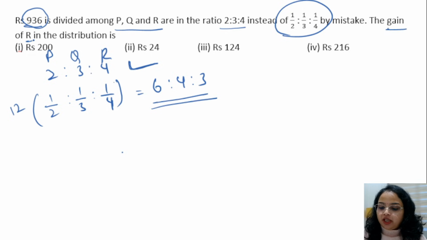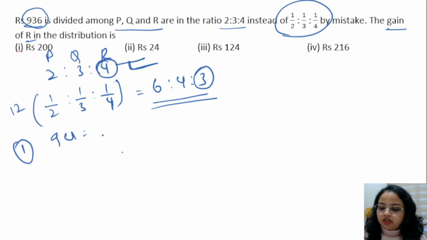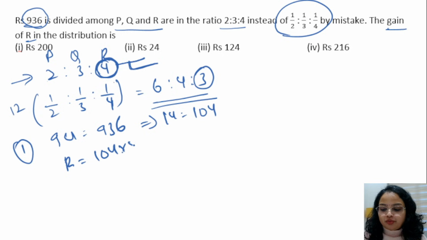Okay, so what is the gain of R? See here, R got 4 units in the first ratio, and R got 3 units in the second ratio. So we have to find what is the gain. In the first ratio, what is the total units? It is 3 plus 2, 5 plus 4, 9. So 9 units is equal to 936. So 1 unit is equal to 104. So what is the amount R received? R received 104 into 4.